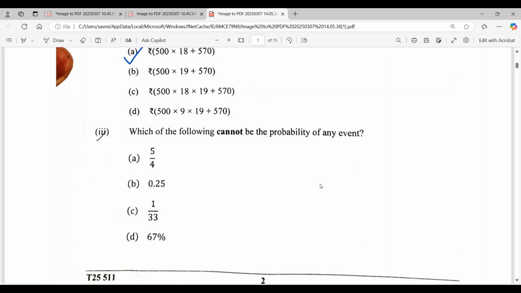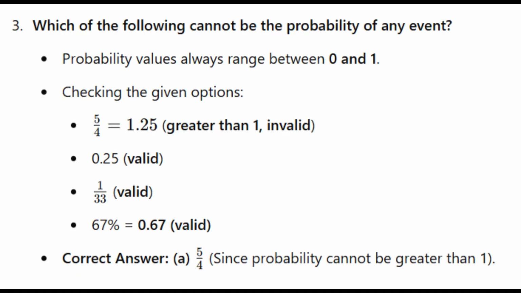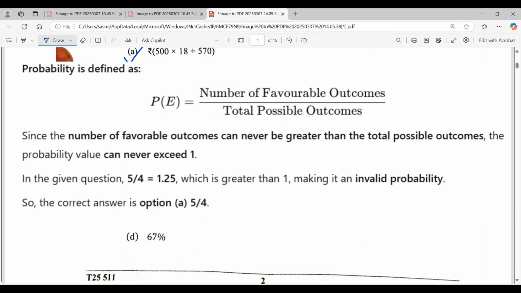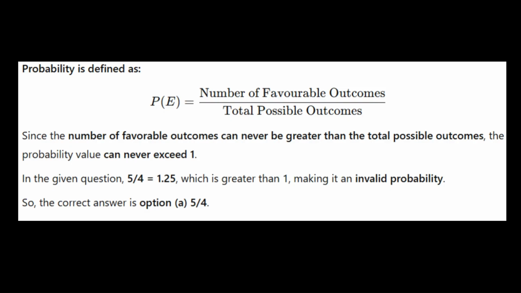Which of the following cannot be the probability of any event? Probability values always range between 0 and 1. 5 upon 4 is equal to 1.25, greater than 1, invalid. Others are valid. Probability is defined as number of favorable outcomes by total possible outcomes. Since the number of favorable outcomes can never be greater than the total possible outcomes, the probability value can never exceed 1. In the given question, 5/4 is equal to 1.25, which is greater than 1, making it an invalid probability. So, the correct answer is option A, 5/4.